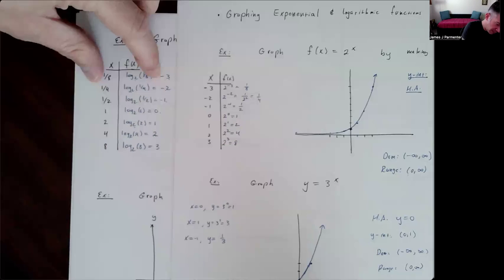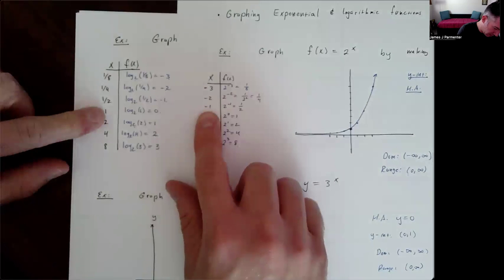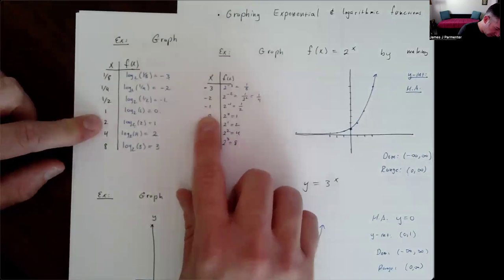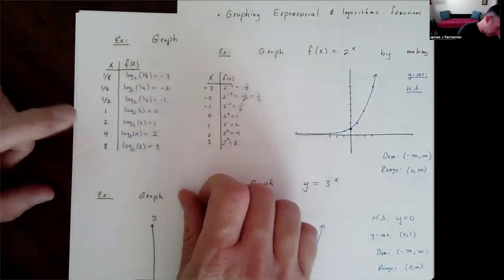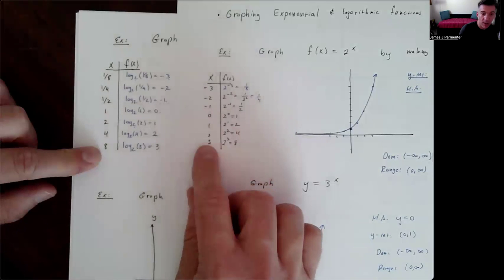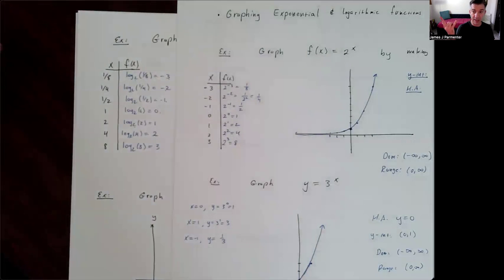1/4, -2; -2, 1/4. 1/2, -1; -1, 1/2. 1, 0; 0, 1. 2, 1; 1, 2. 4, 2; 2, 4. 2, 8, sorry, 8, 3; 3, 8. And we've seen just recently that if you interchange x and y, that's really getting the inverse function, or how we get the inverse function.